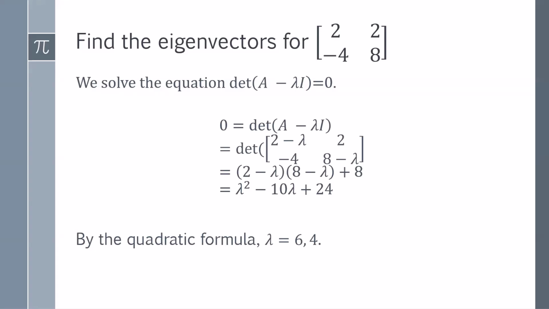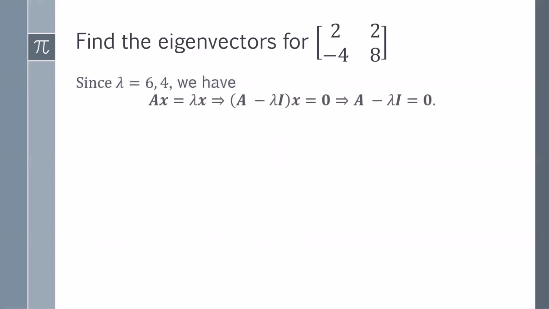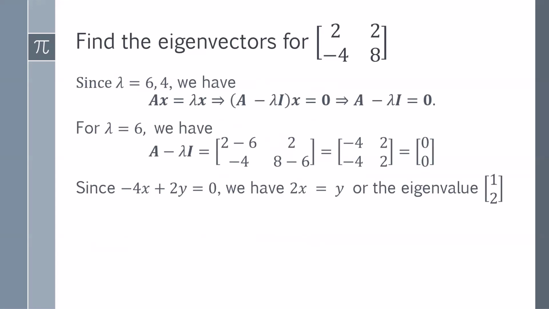Now, once we have those values for lambda, we can go ahead and stick each of them into the A minus lambda I separately. So if we have lambda equals 6, A minus lambda I is [2 minus 6, 2; -4, 8 minus 6], or the matrix [-4, 2; -4, 2] times (x, y) equals 0.